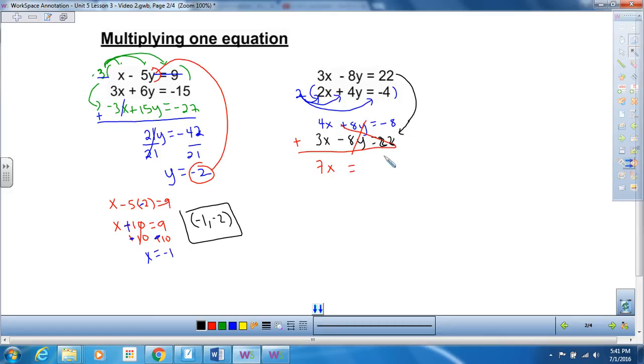Okay, so negative 8 plus 22 is 14. Well, we'll divide by 7. X equals 2. And now plug that back in for X.